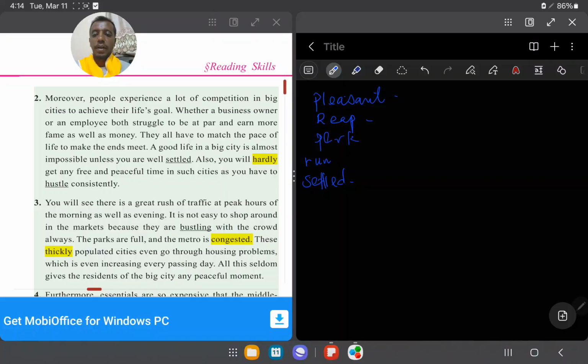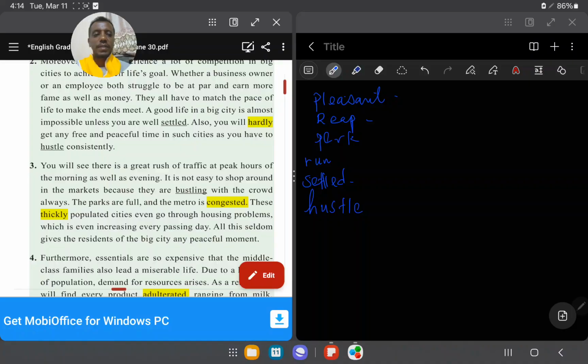Good job. Also, you'll hardly get any free and peaceful time in the cities, and you have to hustle consistently. Hustle. What is hustle? We will see.